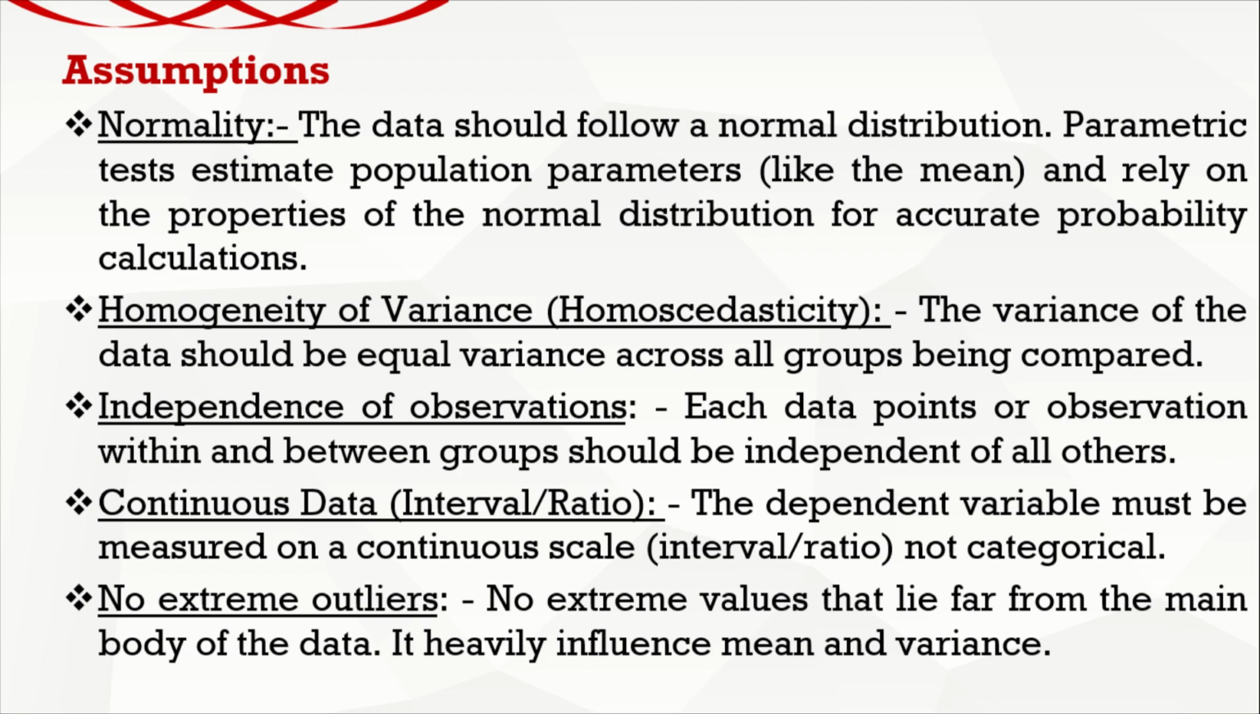Then independence of observation is the third assumption. Each data points or observation within and between groups should be independent of all others. Continuous data, that is interval or ratio, is the fourth assumption. The dependent variable must be measured on continuous scale, that is interval or ratio scale, not categorical. And the next assumption is no extreme outliers, no extreme values that lie far from main body of the data. It heavily influences mean and variance.